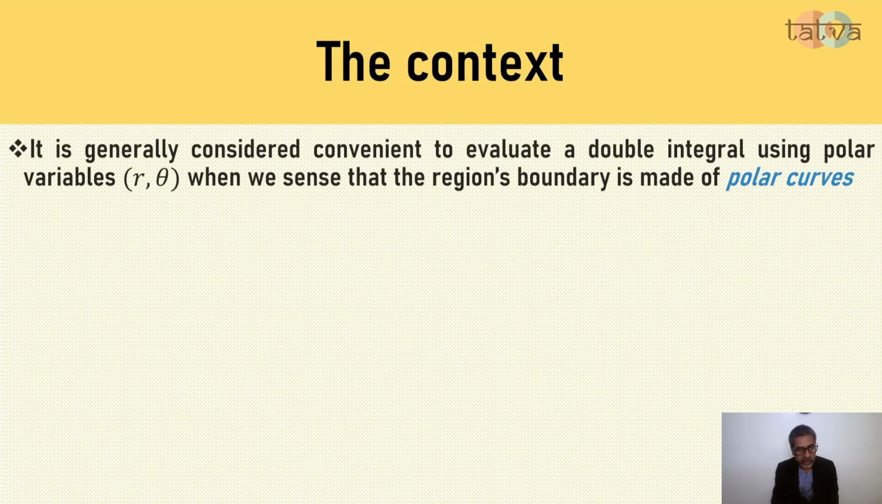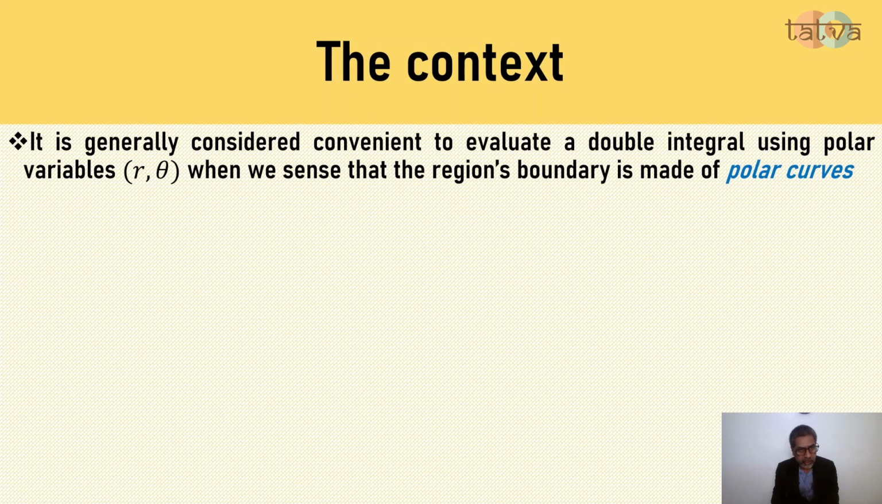So what's the context? It is generally considered convenient to evaluate a double integral using polar variables r and theta when we sense that the region's boundary is made of polar curves. So I've already told you a little bit about what are polar curves and what are so-called Cartesian curves. So let us be very clear about when we are going to shift to polar. Okay?